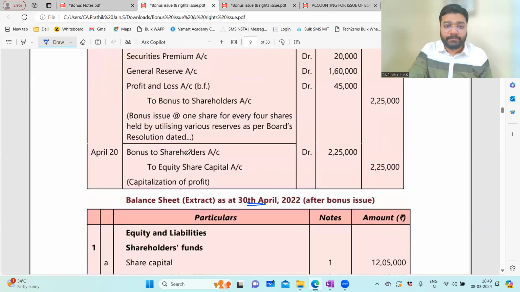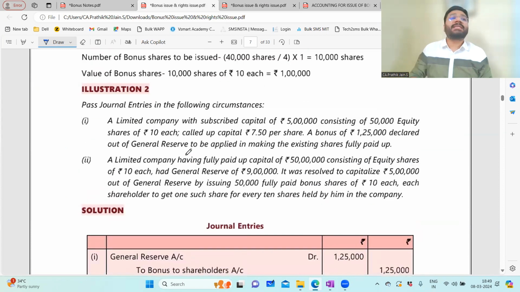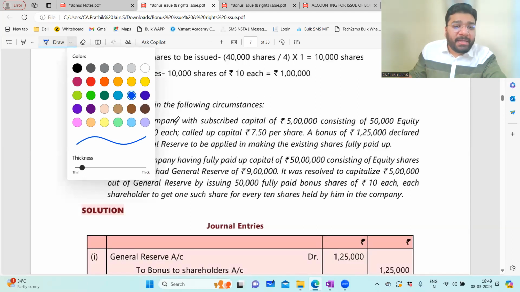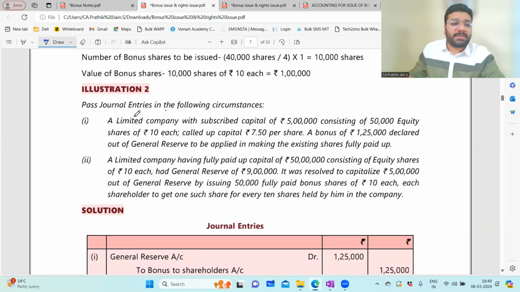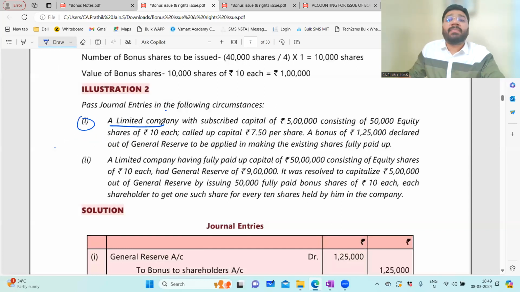No, sir. So if this is clear, let's go to illustration 2, which is a question based on this concept. Illustration 2 says: pass journal entry in the following circumstances. First case. A limited company means which company? Public limited company with subscribed capital of 5 lakh. So is 5 lakh the number of shares or capital? It is capital because it is given in rupees.